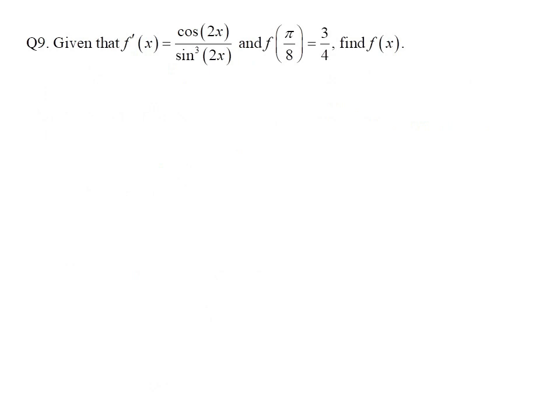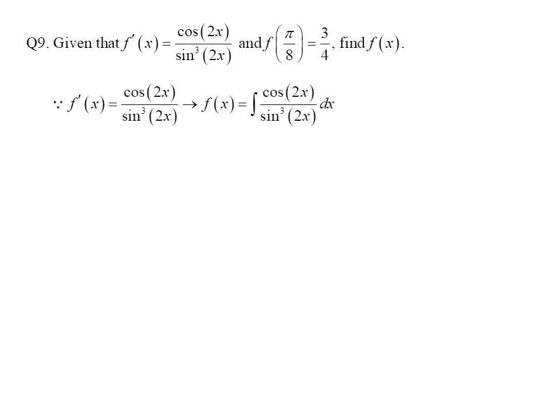Question 9 is to find the rule of the function f of x, given that its derivative function f prime of x equals cosine 2x over the cube of sine 2x, and f of pi over 8 equals 3 over 4. Since f prime of x equals cosine 2x over the cube of sine 2x, f of x can be written as the integral of cosine 2x over the cube of sine 2x with respect to x.